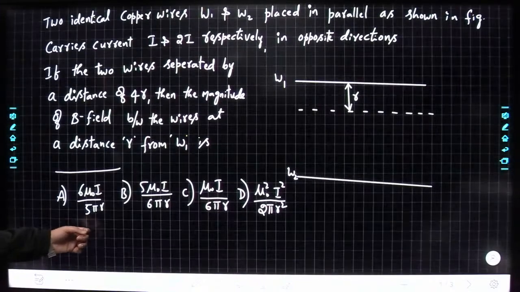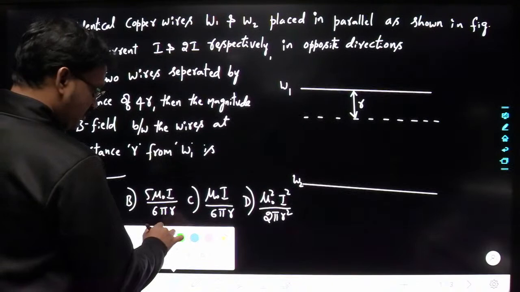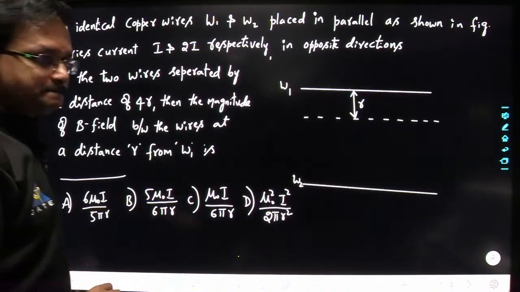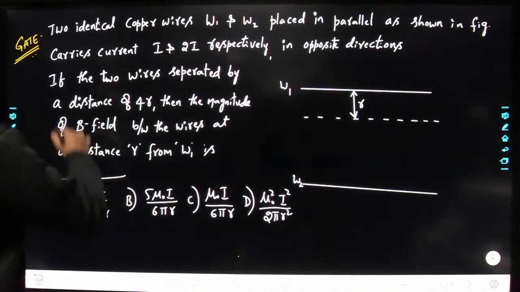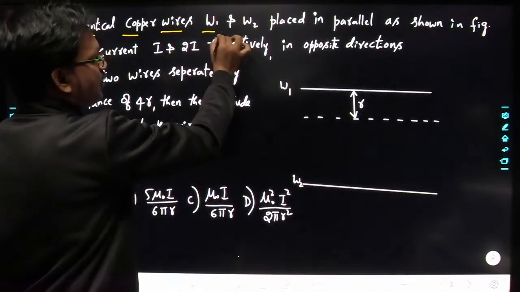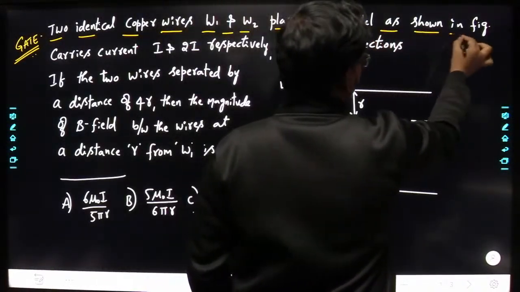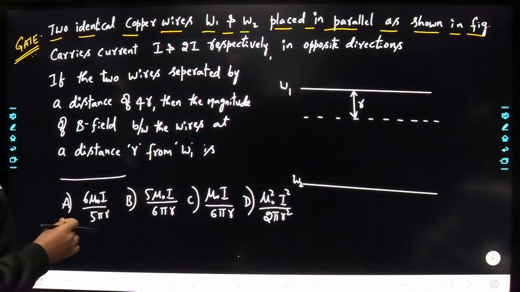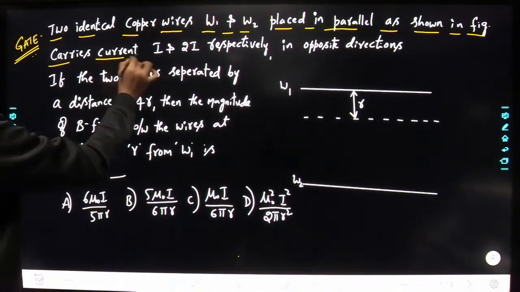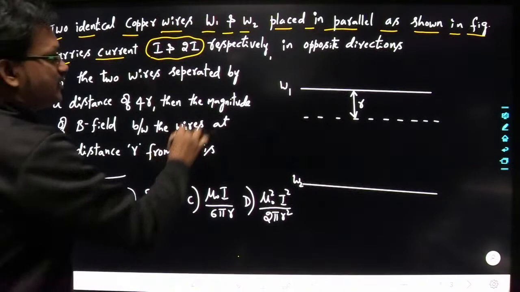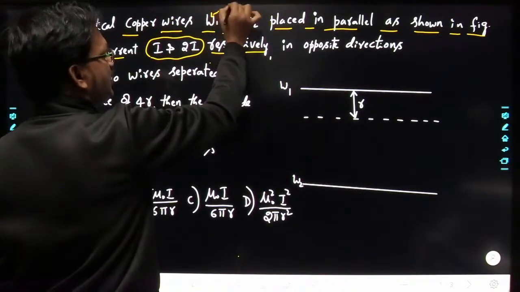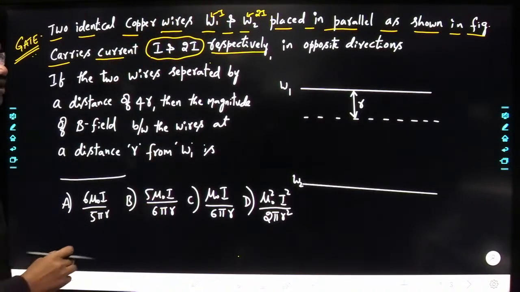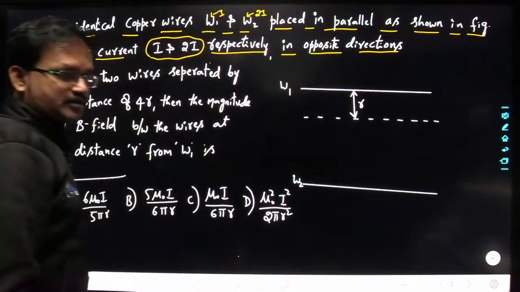We try to solve this problem. This question was given in GATE. The question says: two identical copper wires W1 and W2 are placed in parallel as shown in the figure. They carry current I and 2I respectively. That means W1 is carrying current I and W2 is carrying current 2I, in opposite directions.